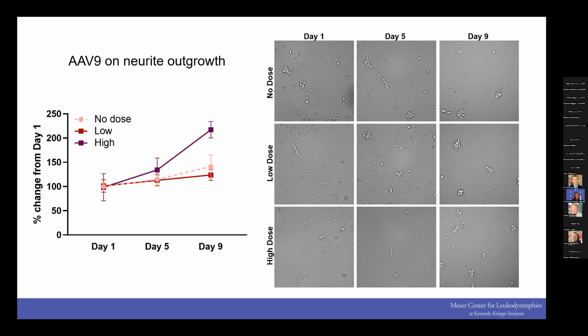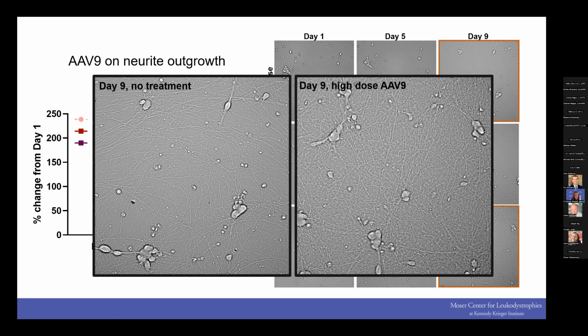So this is just looking at area, and you can see if we zoom in on two of these days, day 9 no treatment versus day 9 high dose AAV, you can see there the degree of axons and the neurites in the high dose versus the no treatment. So this is definitely a significant change, and this is something that we're going to continue to test in multiple cell lines.